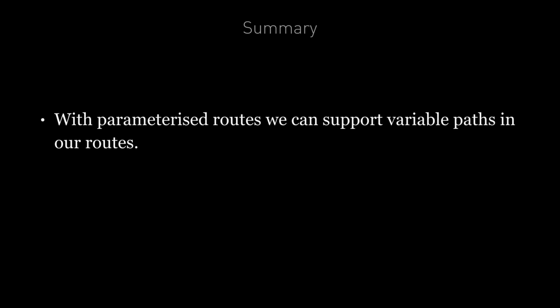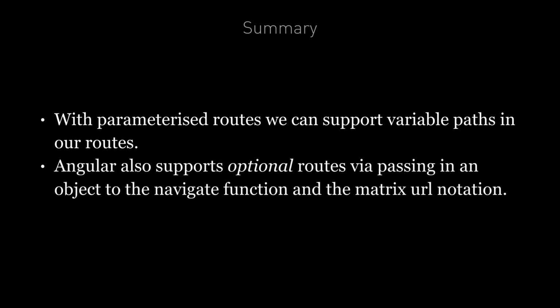So to summarize, with parameterized roots, we can support variable paths in our routes. And Angular also supports optional routes via passing in an object to the navigate function and using the matrix URL notation. So far in this section, we've only shown how we can output one component on the page, depending on the route. In the next lecture, we're going to show how we can have nested routes and output multiple different components on the page, depending on the URL.